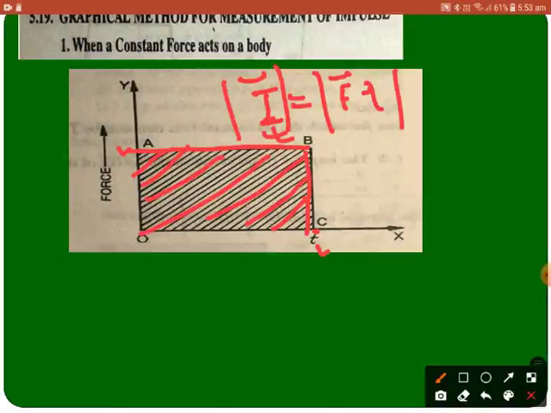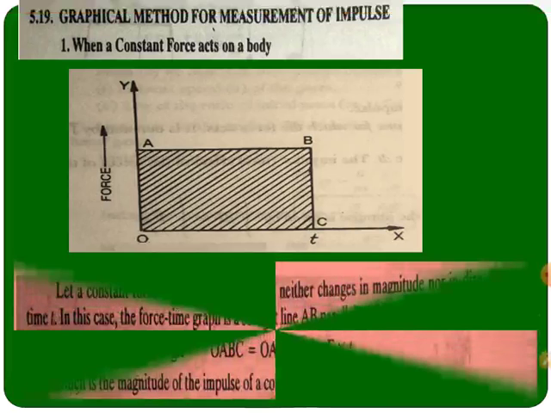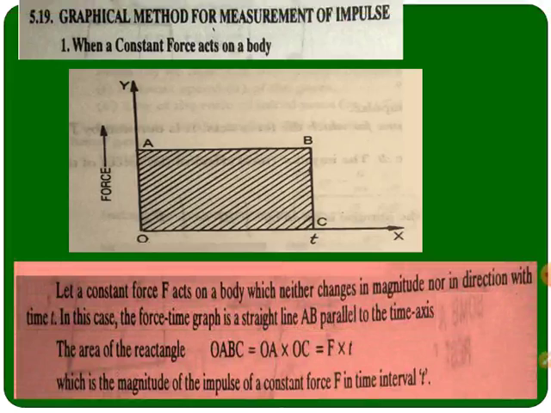Got it? So we have to say it like this. From the graphical representation, we can find out impulse. From where? From the force time graph. So the area under the graph of force versus time will numerically be equal to the amount of impulse that is experienced by the body. That is what I have written here. Try to pause the video and you can note it down.